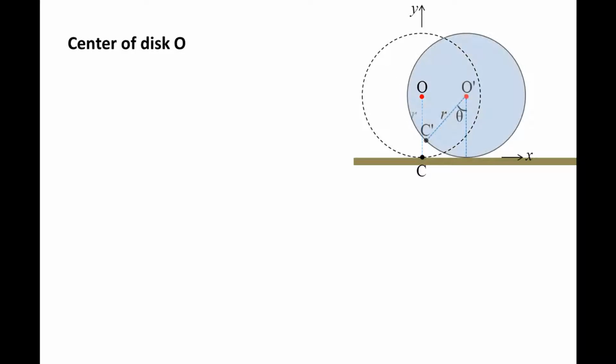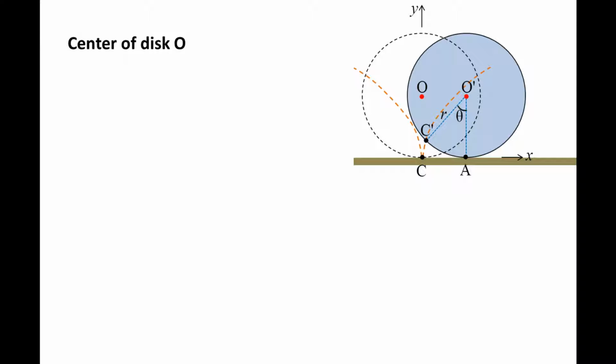After some time has passed, the disk has rotated an angle theta. The center of the disk has moved to O' and point C has moved to C'. If we could follow point C for a long enough period of time, we would see that it would trace out a V in space. Let's call the point that is now touching the ground point A.